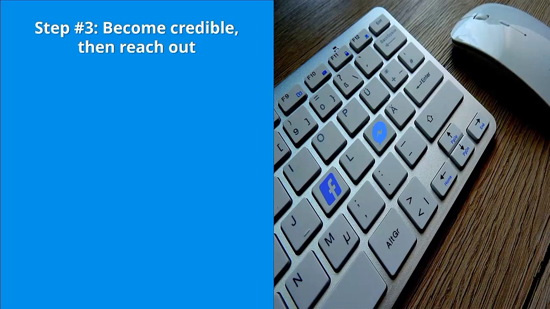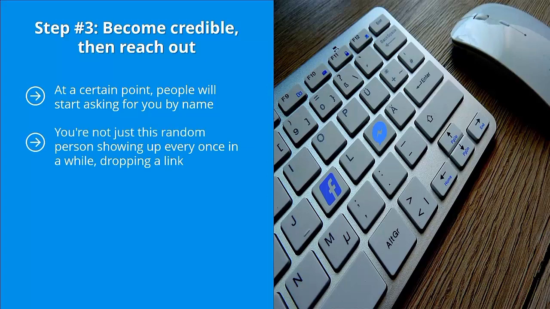Step number 3, become credible, then reach out. At a certain point, people will start asking for you by name. People will try to reach out to you via Messenger. That's when you know that you have become an asset to these groups. That's when you know that you are on people's radars. You're not just this random person showing up every once in a while dropping a link. Instead, you're that person that helps keep these groups together.